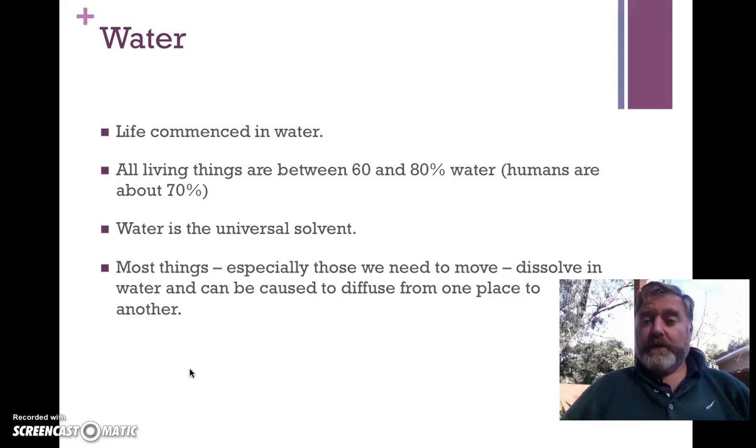So, water. Why water? Well, all life on our planet commenced in water. And when we go searching for life on other planets, we look for water. So all the living things that we know about, the things we come across on our planet, require between 60 and 80% content of water. Ours is about 70%. Humans are around 70% water.